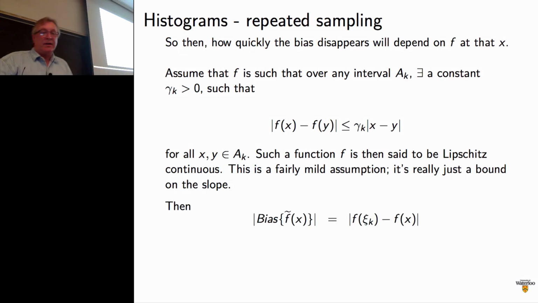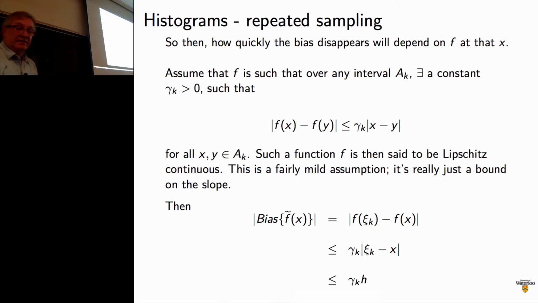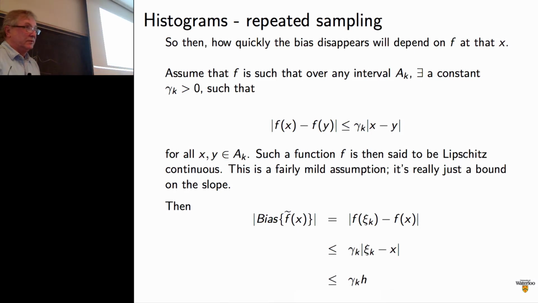So that means that if that's bounded by some constant, psi k, the slope, then I can look at this bias and say that's less than or equal to psi k times that difference, which is certainly smaller than psi k times h, right? Because that psi k is inside the same bin, so it can't be any farther away from x than the width of the bin. Any questions?